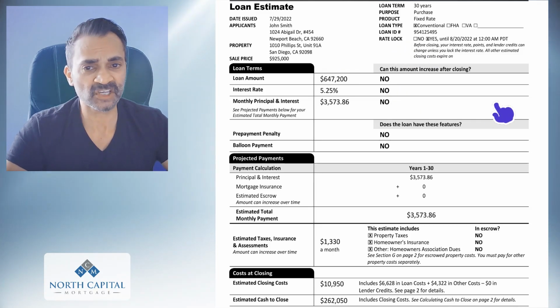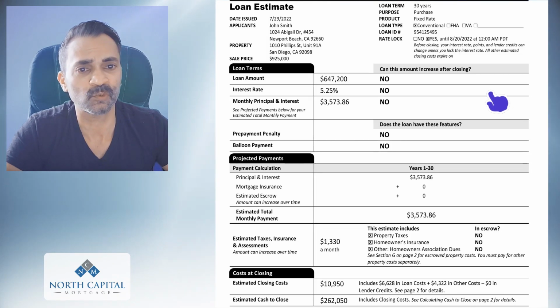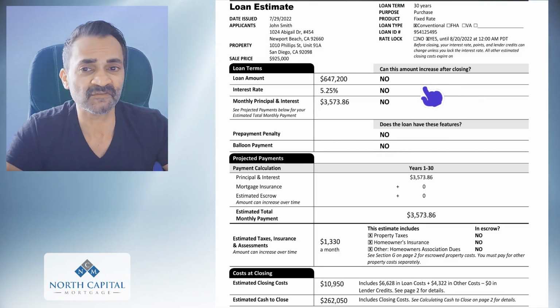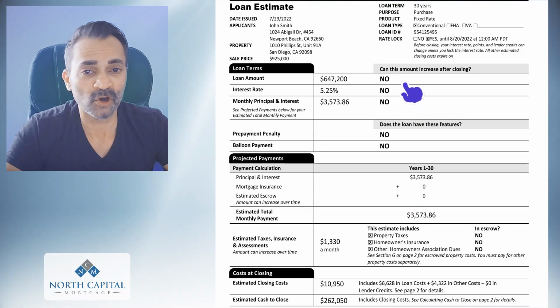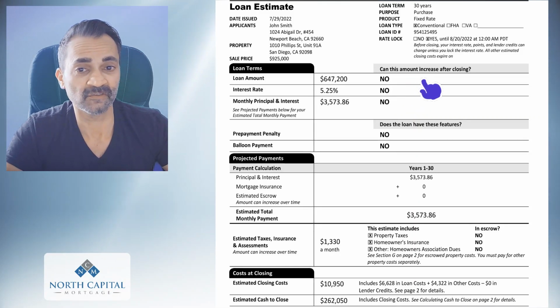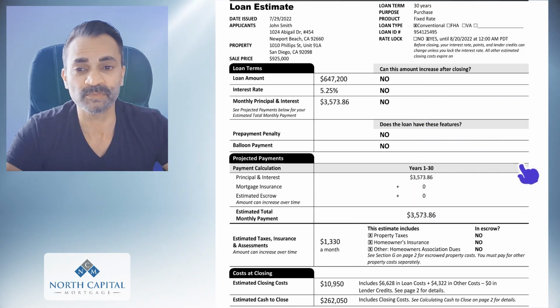The loan term section will show us the loan amount, the interest rate, the monthly principal and interest, and it will notate that because this is fixed, that this interest rate cannot go up. The loan balance will not go up. It's not a negative amortized loan. And it also shows us that there's no prepayment penalty and no balloon payment.